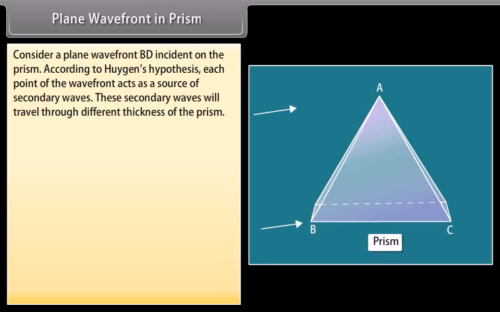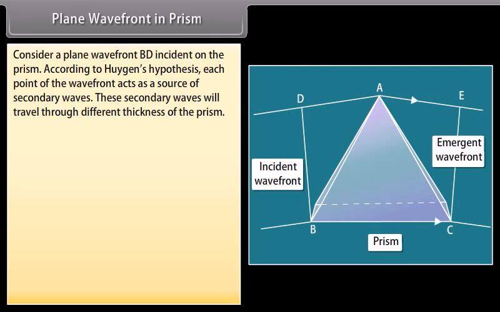Plane wavefront in prism. Consider a plane wavefront BD incident on the prism. According to Huygens' hypothesis, each point of the wavefront acts as a source of secondary waves. These secondary waves will travel through different thicknesses of the prism.